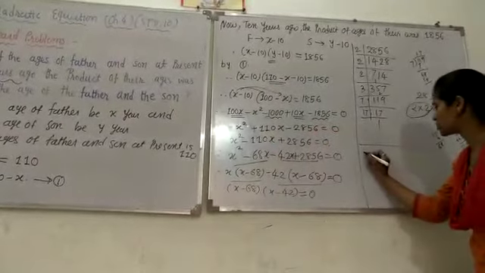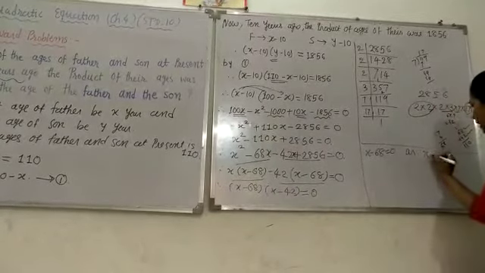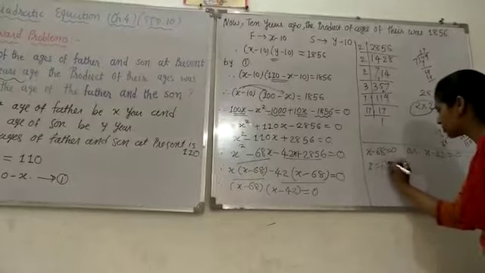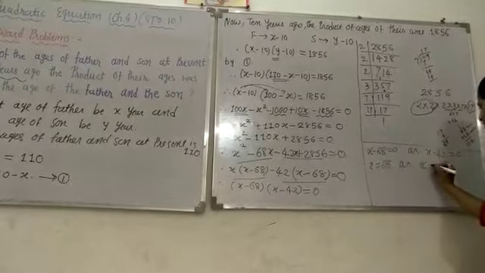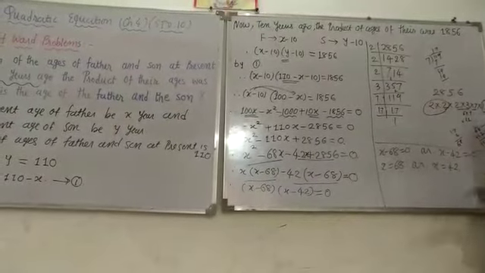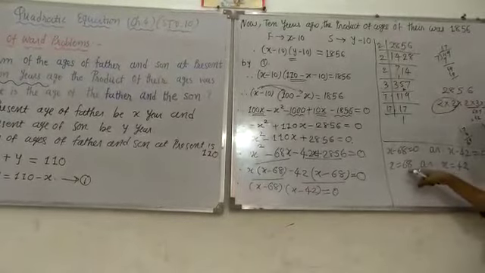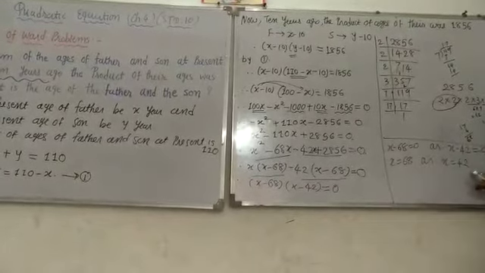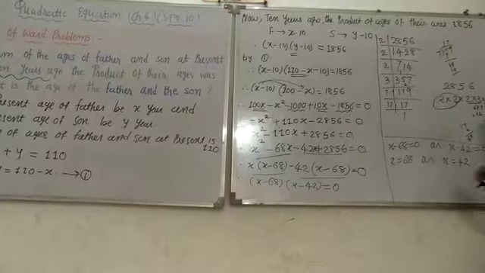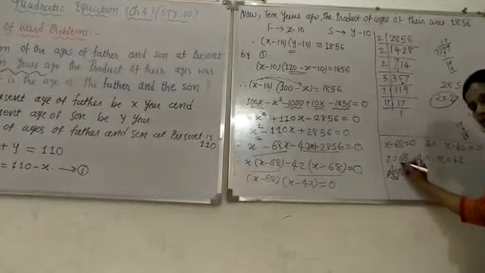So now by the zero product rule, x minus 68 is equal to 0 or x minus 42 is equal to 0. So you have x is equal to 68 or x is equal to 42. Now what is your x? x is the present age of the father. So if x is 68, then 42 is the son's age, and the father is definitely older than the son. So you should write your answer: x is equal to 68.